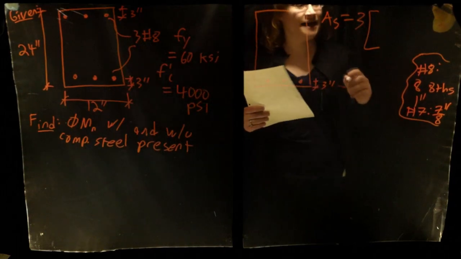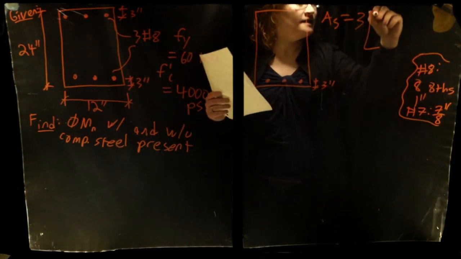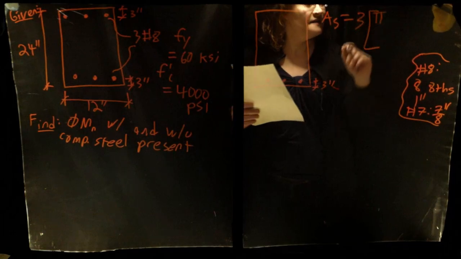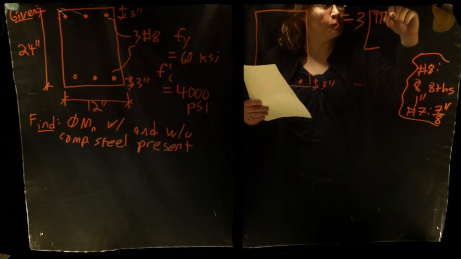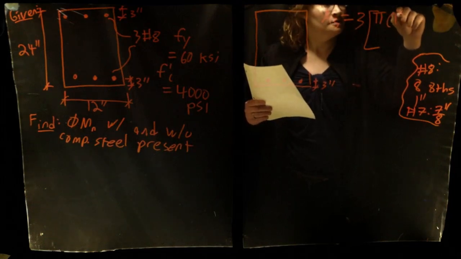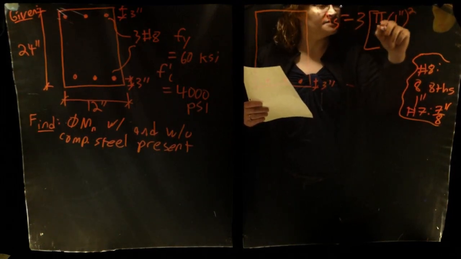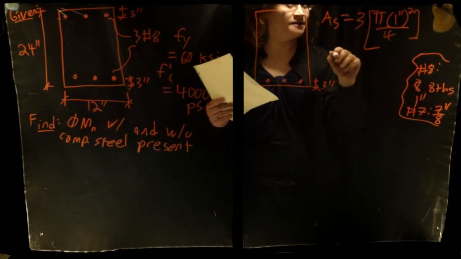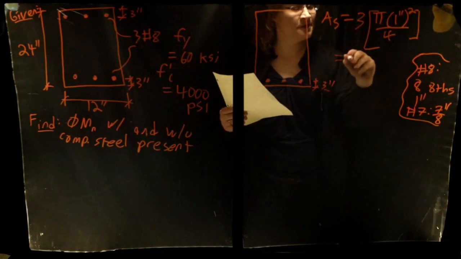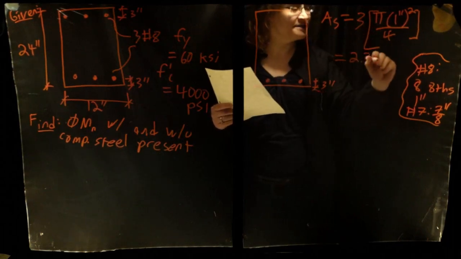Okay, so we have our area of steel, and we have 3 bars, and we want to get the area of each of them. I'm just going to use pi diameter squared over 4 instead of pi r squared. We have a diameter of 1 inch, quantity 3, squared, divided by 4. And that comes to an area of steel of tension reinforcement of 2.36 square inches.